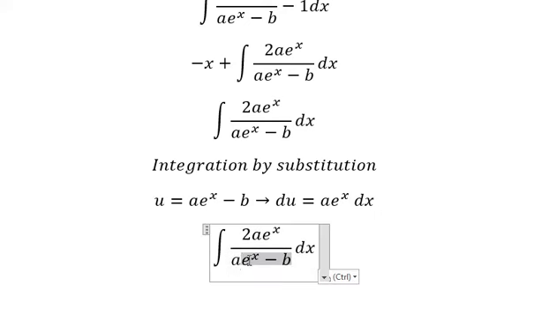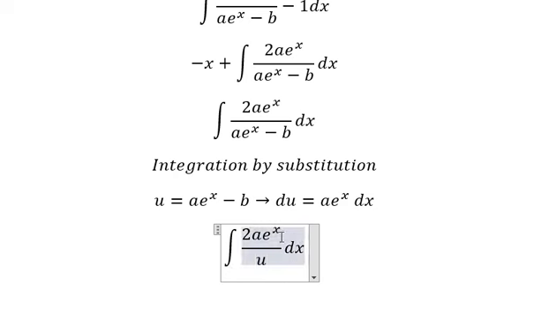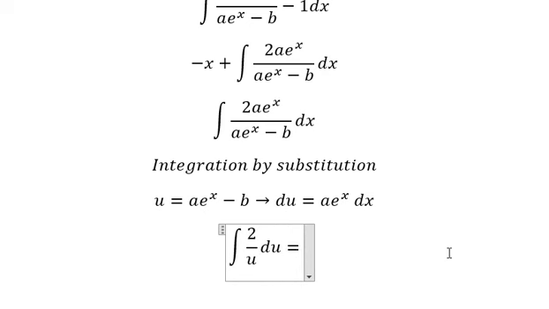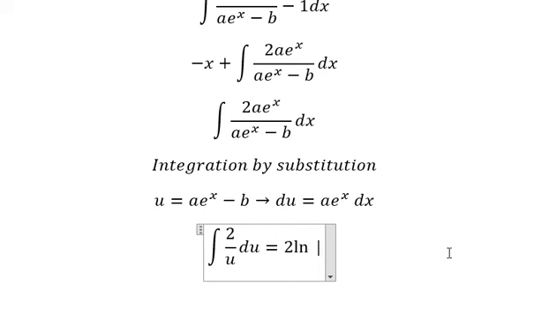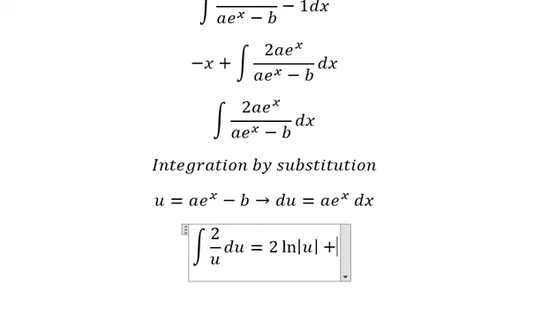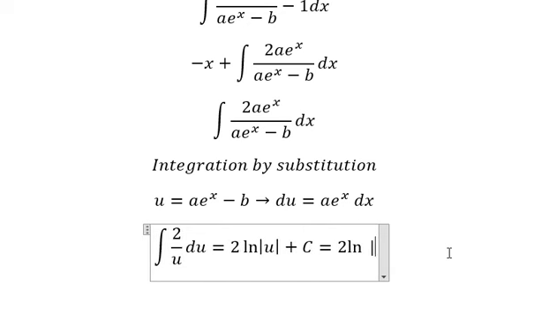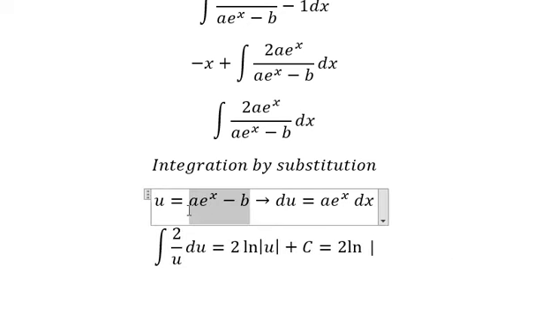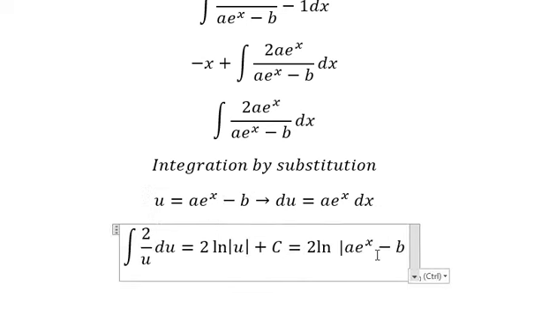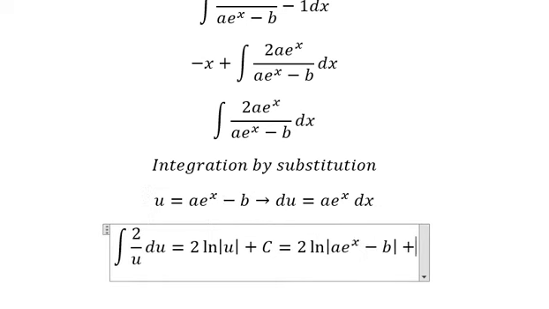So this one we change by u, and this one we change by du. The integration of this one, we got ln of the absolute value of u, and we put c. Then u, that's it for this one. So we put c in here.